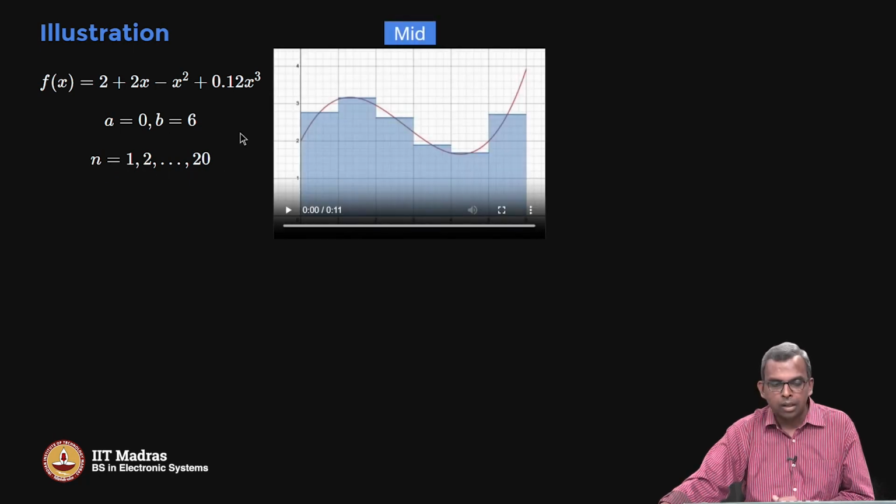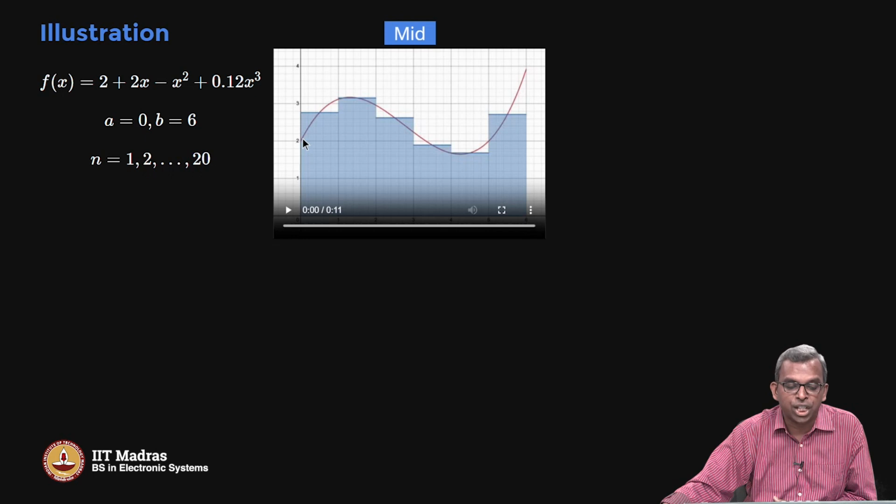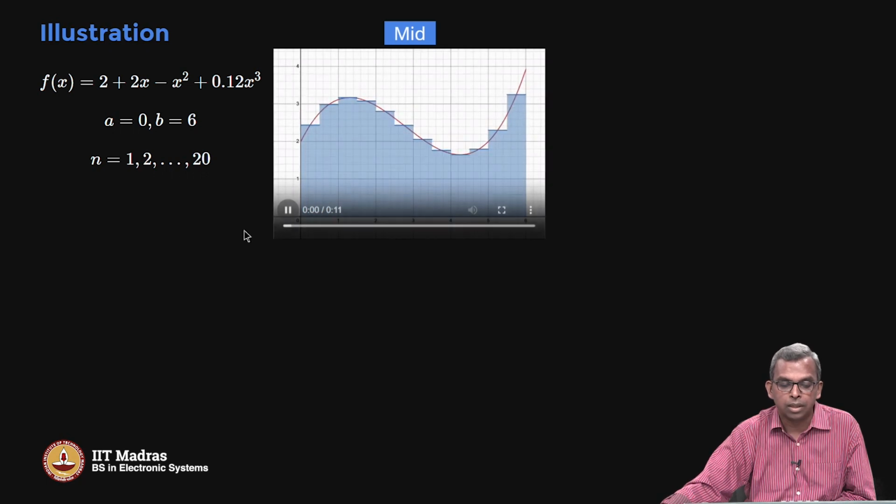Here is the mid Riemann sum. This red line is the function. I picked it for a good reason, it looks sort of nice, with a equals 0 and b equals 6. You can see I'm not starting with n equals 1 here. I'm starting with n equals 6, and then I'll keep increasing that. So let me play this for you and show you how this works.